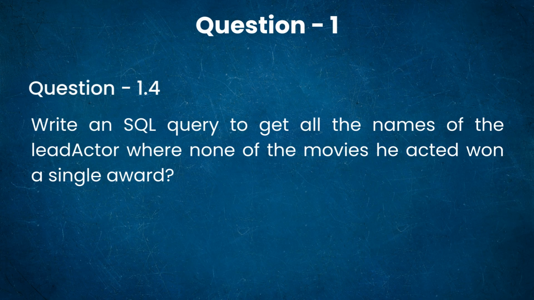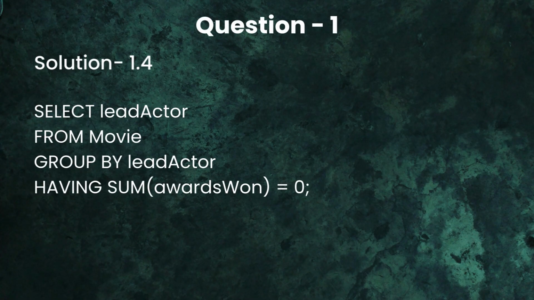In question 4, get all lead actors where none of the movies they acted in won a single award. This one is tricky. Here is the key idea: group movies by lead actor, sum the awards, and select actors whose total awards is 0. If you can explain this clearly in an interview, you are already ahead of many candidates.